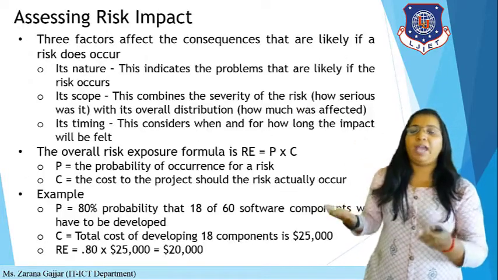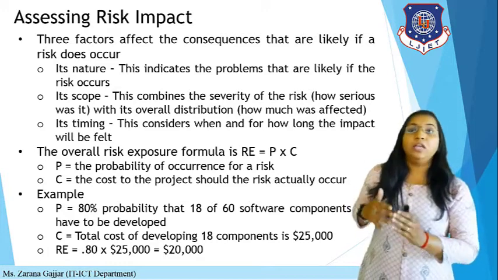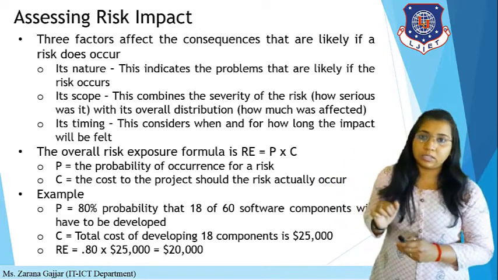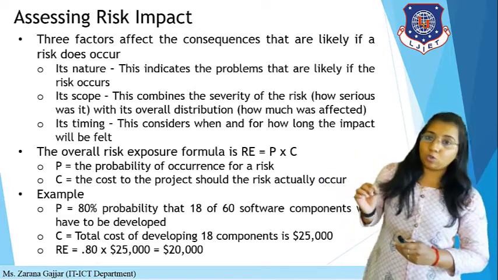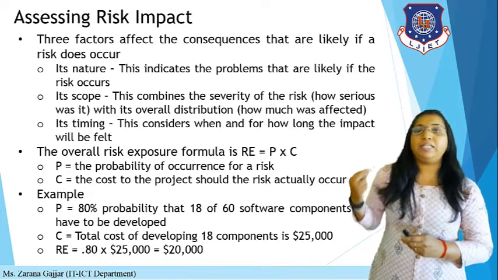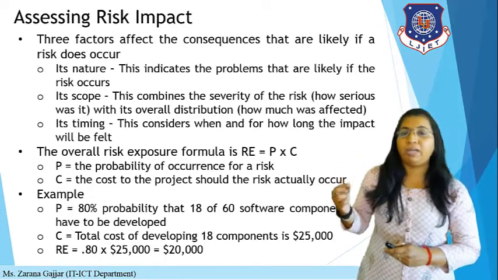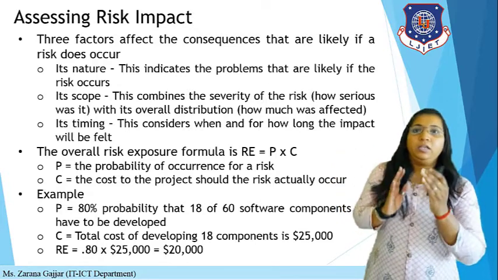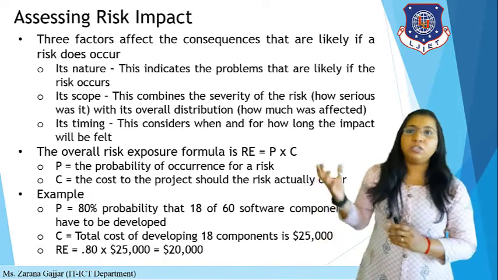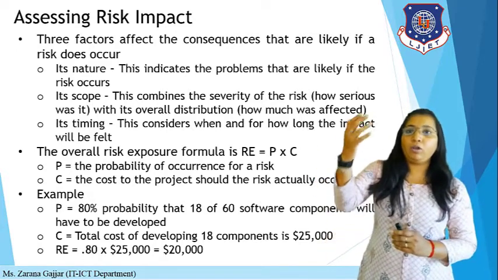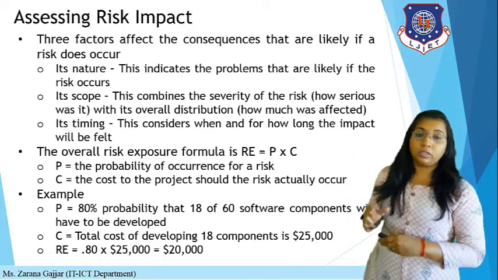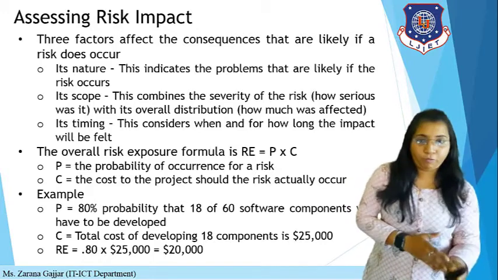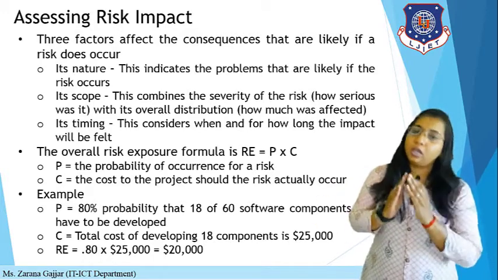Now, how do you assess the risk impact? There are 3 factors that affect the consequences that are likely if a risk does occur: its nature, its scope and its timing. Its nature indicates the problems that are likely if the risk occurs. Scope combines the severity of the risk, how serious that particular risk is, with its overall distribution, how much it affects the whole project. That is the scope.